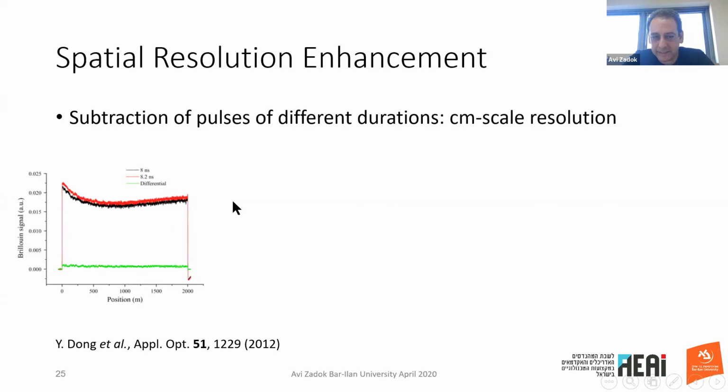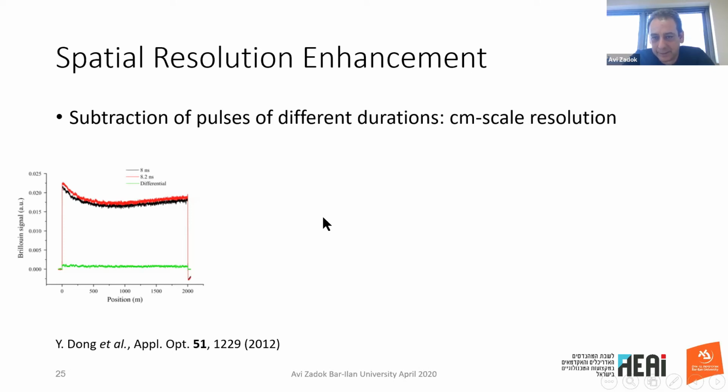And what he did next is subtract between these two traces. And the difference between the gain red and gain black is exactly the addition, or the extra, that happens in the final 0.2 nanoseconds, or 200 picoseconds.